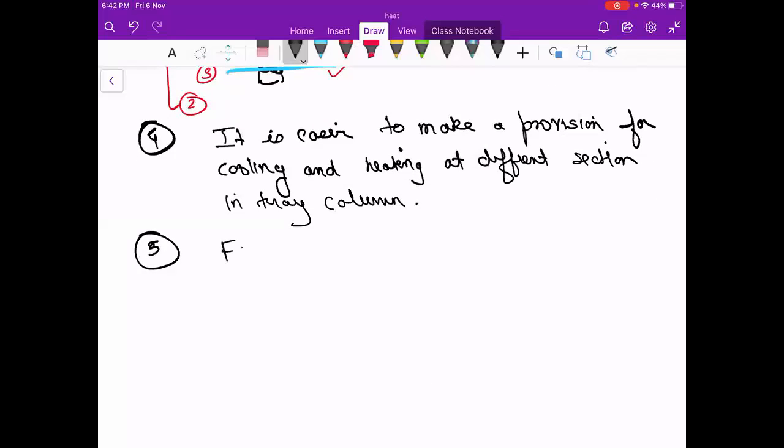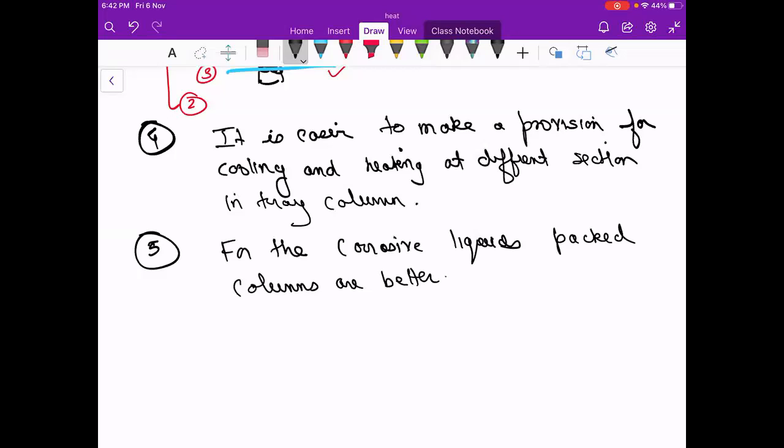Next, for corrosive liquids, packed columns are better, because packing is cheaper. Okay, because packing is cheaper.